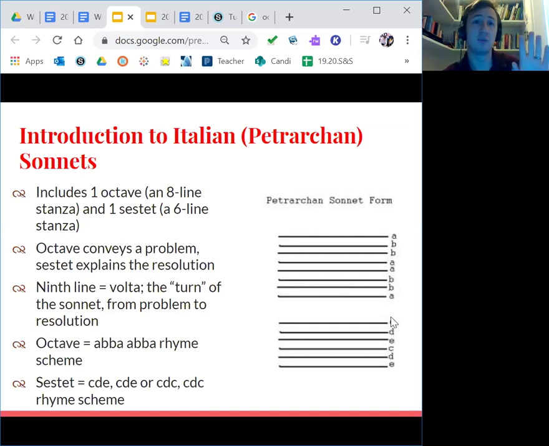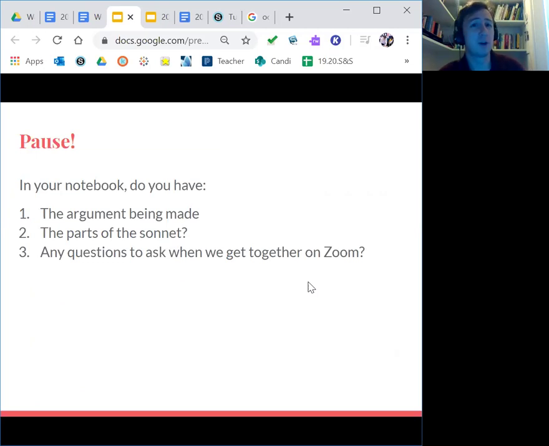So again, it's just a helpful piece for you to have as you go forward. If you need to, you should pause here and make sure you have all of that in your notebook. And since it's a video, you can rewind. Do you have the argument that I'm making? Do you have the parts of the sonnet? Remember, it's 14 lines, strict rhyme scheme, about love, beauty, the natural world. Do you have all of that? Do you have any questions that you want to ask me on Zoom, since it is an optional Zoom meeting today? Write those down, pause.